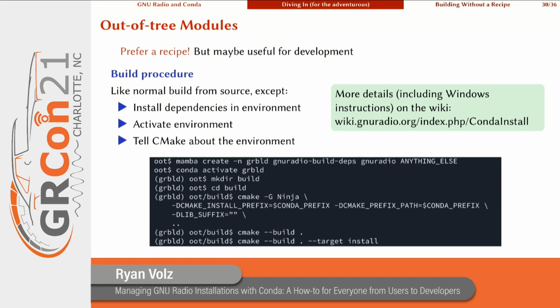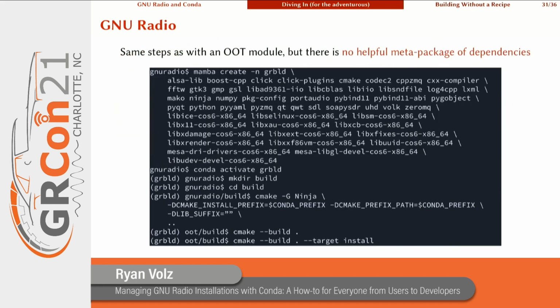Again, search for conda install. If you want to build GNU Radio itself in a conda environment, it's the same basic steps as with an OOT module, except in this case there are no helpful meta packages of dependencies, so you just have to create an environment with a big long list of all of GNU Radio's dependencies that you want to use.